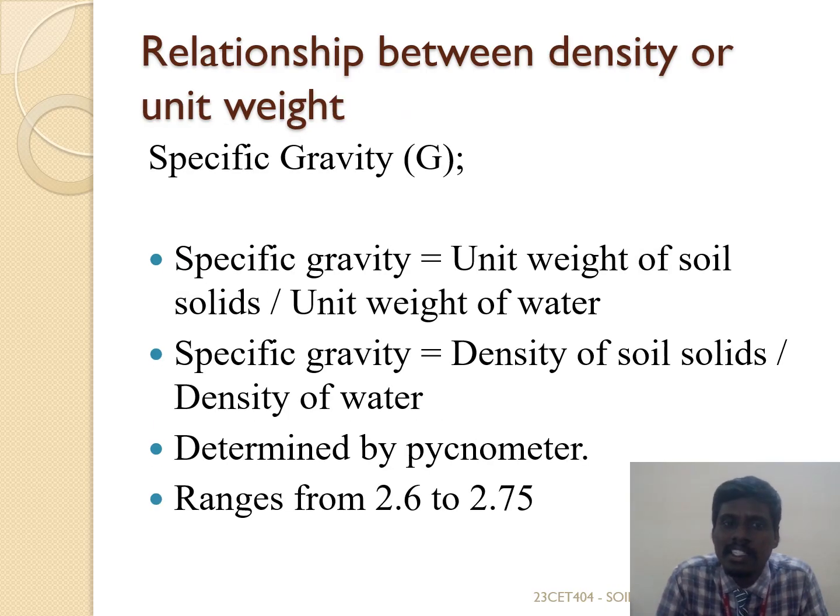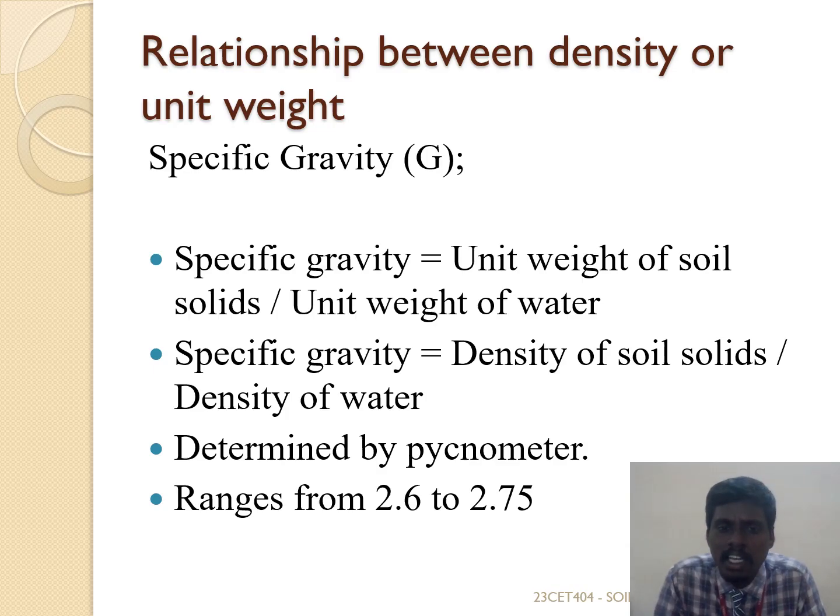The next thing, relationship between density or unit weight. The main thing is the specific gravity. So the first index property is water content, which we already discussed. The next index property is called specific gravity. It's a major parameter while choosing the soil. Different types of soil have different specific gravity here.